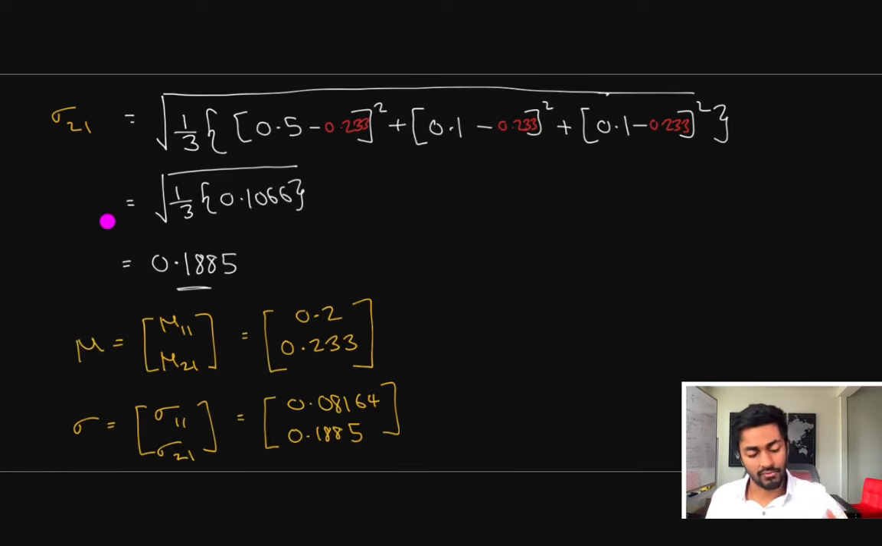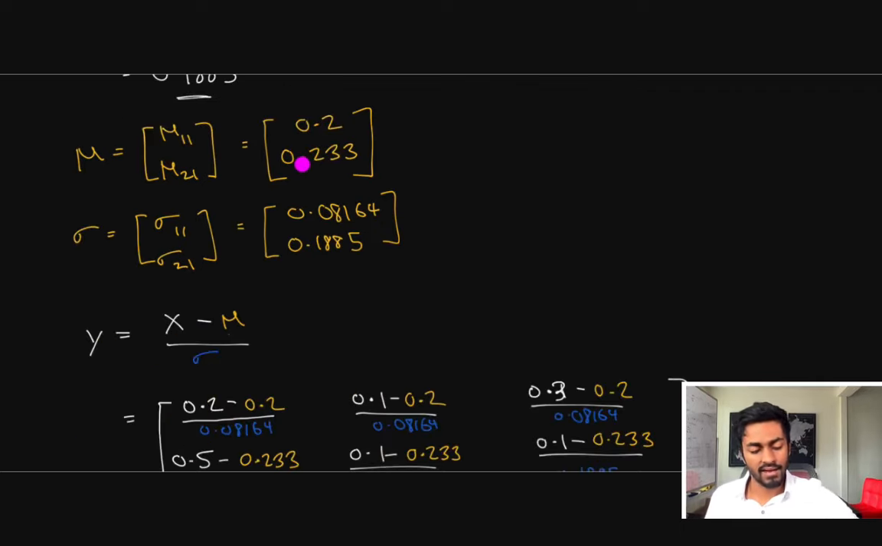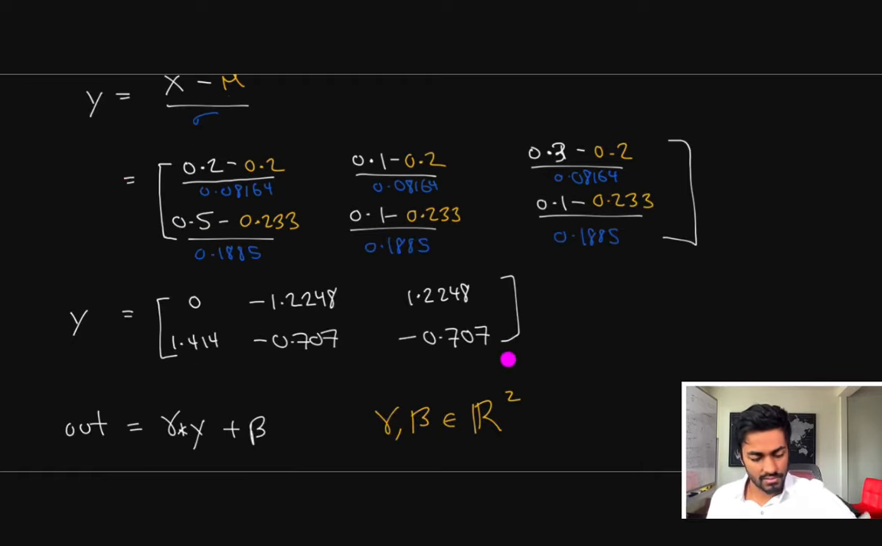Similarly, for the next input word, we have the input 0.5, 0.1, 0.1, and we'll subtract the mean for that specific embedding. We'll square it, sum it, take an average, and then take the square root. And we'll get 0.1855. And so we have the matrices for the mean and also the standard deviation. Now what we can do is subtract the mean and divide by the standard deviation. Doing that math, we'll get this matrix over here.